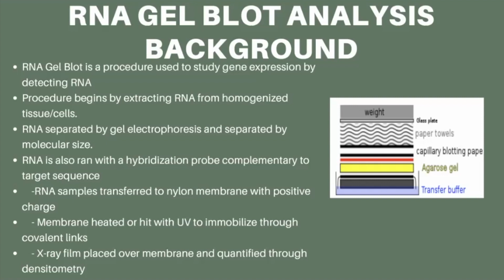From there, it is heated with a UV light or just heat, and that immobilizes it through covalent links. And once that's done, we put it through a process known as autoradiography. And this X-ray film is able to be read through image processing software, and now tells us exactly where it links up on the gels.